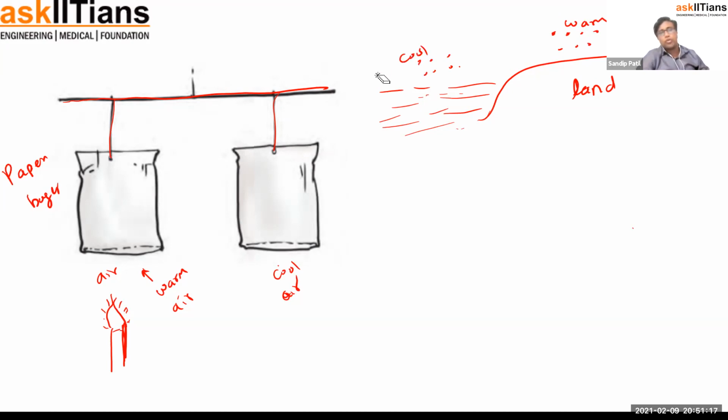So what happens? We know warm air goes upward. Why? Because it is lighter. So this warm air will go upward, and this cool air will go to take its place. The warm air will go like this. So what we are getting here is something which looks like an anticlockwise current. Again I repeat, there is a wind current. So a wind current can get generated because of that heating effect.